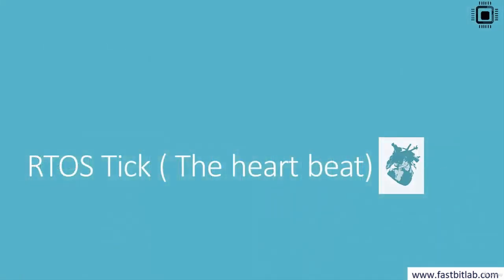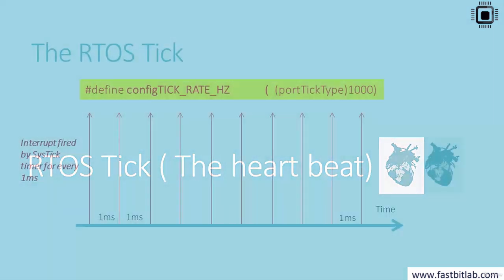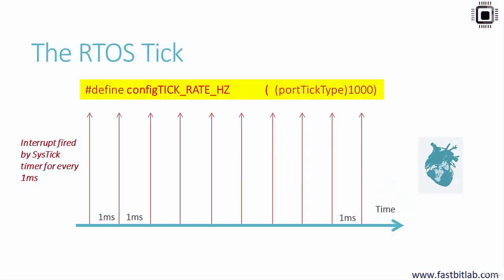So let's understand the RTOS ticking, which is actually implemented by the SysTick timer. As I mentioned before, there is a configurable item called configTICK_RATE_HZ. That is set to 1000 for this application. So that means the tick interrupt will be fired by the SysTick timer every 1 millisecond.